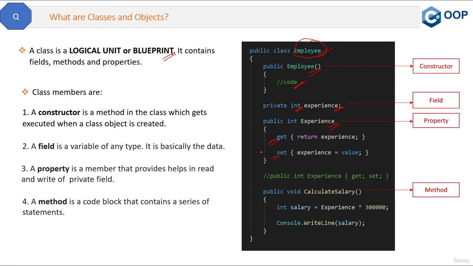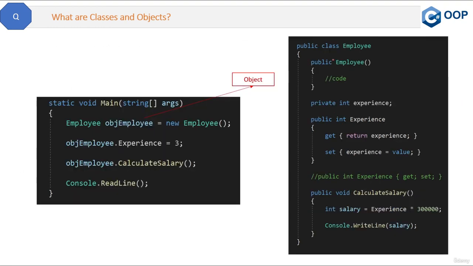Now the question is, how can we use this class in our application? As I said earlier, this class in itself is doing nothing, because class is just a blueprint. It cannot do anything by itself. In order to use this class, we have to create the object of this class. Now like this, see here we are creating the object of the employee class. This obj employee is the object. It can be me or you, any employee, right?